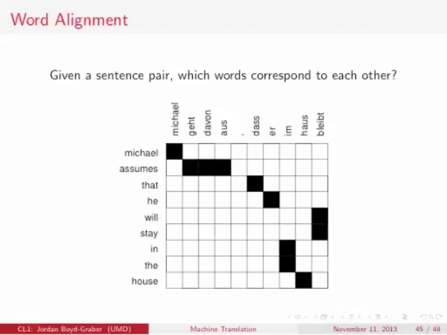So why aren't these word models used as much anymore? So here are some examples. Take a look at this sentence. Michael geht davon aus, dass im Haus bleibt. What happens in this sentence is that you have the German phrase geht davon aus being translated into one English word. And so if you have a word-based model, you're going to lose some of that intuition that assumes is associated with all three of these German words when they appear in one contiguous span.